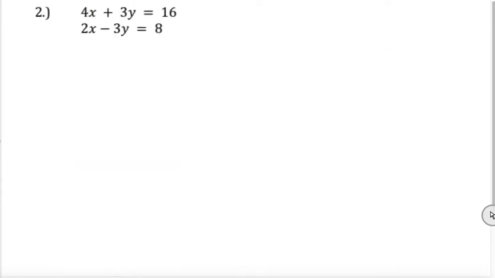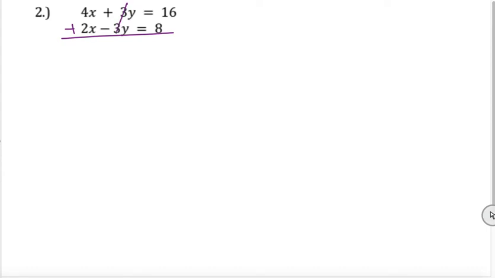So let's look at elimination one more time. The x's are 4 and 2. The y's are 3 and negative 3. And 16 and 8 are their constants over here. And we are ready for the basic elimination because 3 and negative 3, they're opposites, the same number, and one positive, one negative. So they are ready to eliminate.